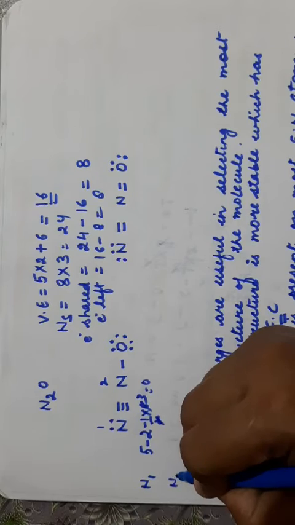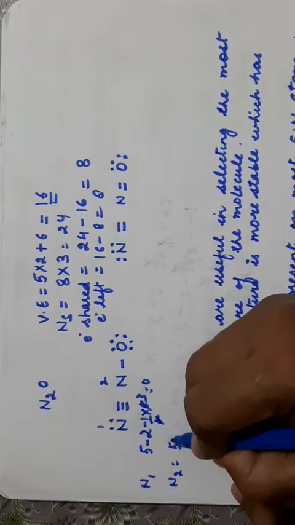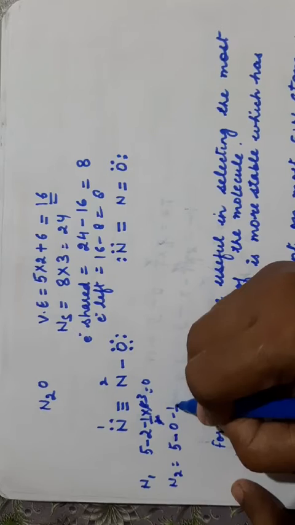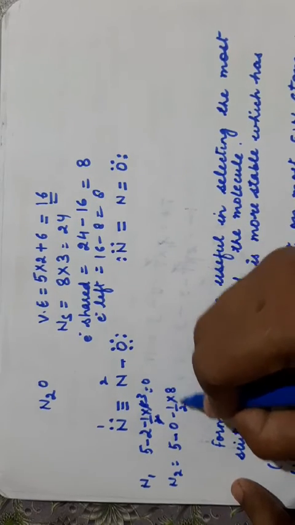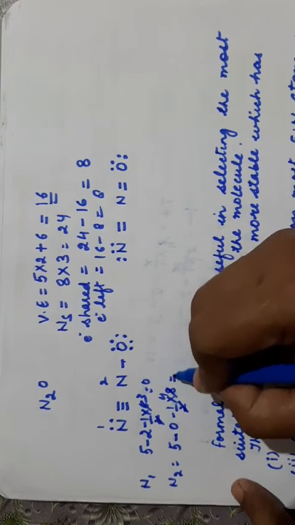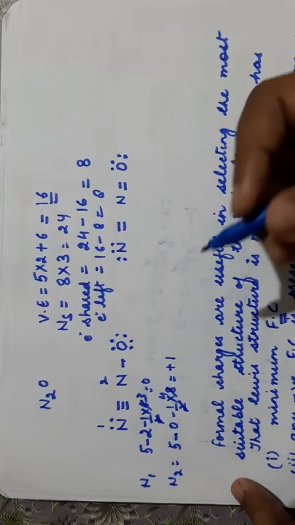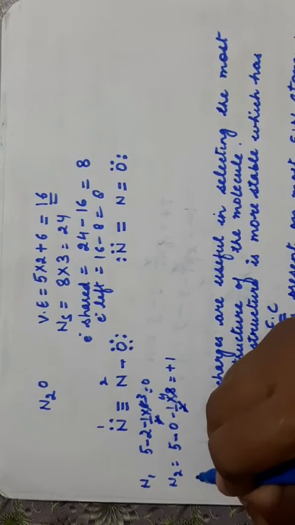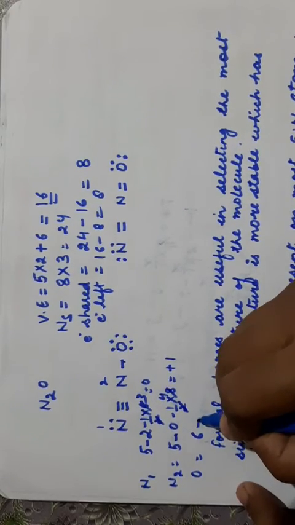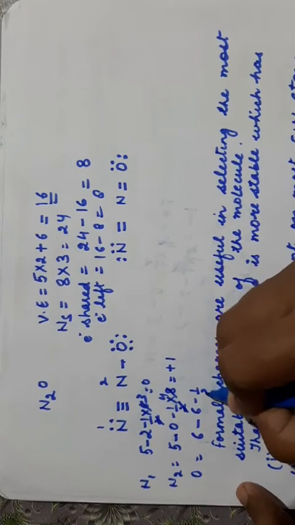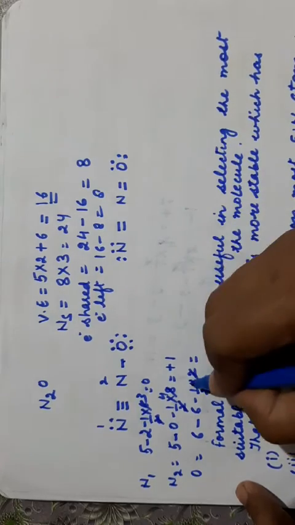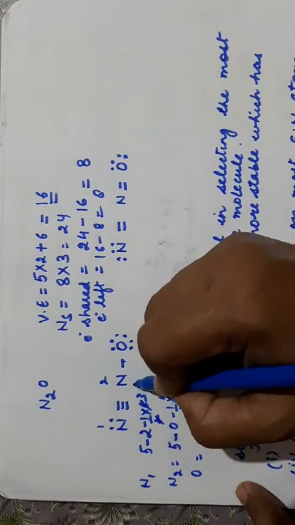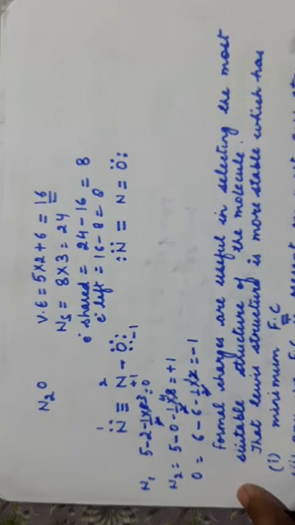Formal charge on nitrogen 2: 5 valence electrons, non-bonding electrons 0, minus half into bonding electrons. Bonding electrons, total 4 bonds are there, so 8 electrons, half is 4. Clear? Now formal charge on oxygen: 6 minus non-bonding electrons 6 minus half into 2, because 2 electrons are there. So it is -1. So here it has +1. It has -1. Clear?